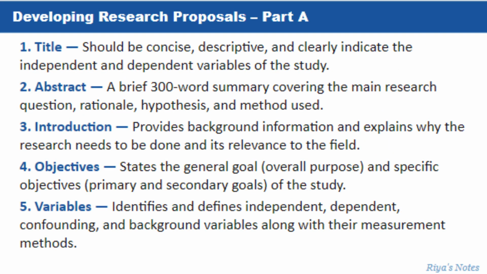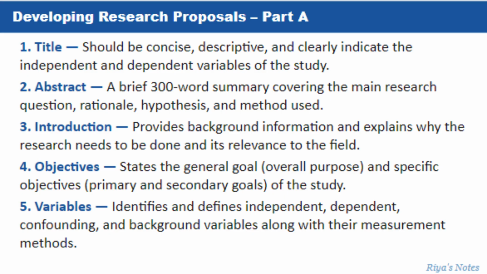Developing research proposals. Part A. 1. Title should be concise, descriptive, and clearly indicate the independent and dependent variables of the study. 2. Abstract, a brief 300-word summary covering the main research question, rationale, hypothesis, and method used.